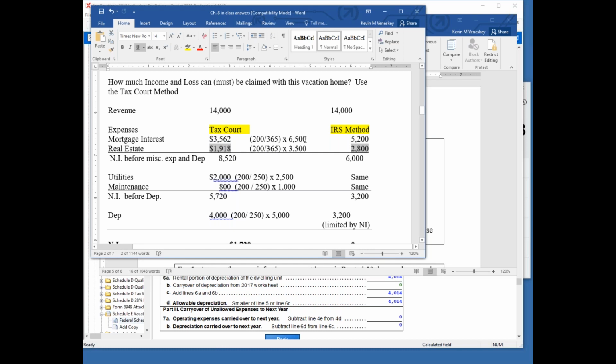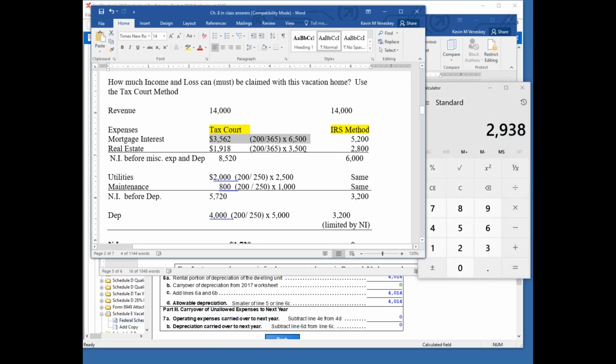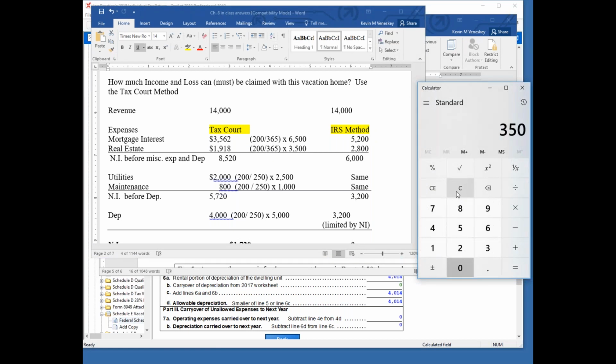So when it's all said and done, I need my mortgage interest to read like this. I need it to be 6,500 less 3,562, how much I was using on the tax court method. So my mortgage interest better be 2938. We're going to go check that on the Schedule A. My real estate taxes on Schedule A should be 3,500 less than 1918, and that is 1582.